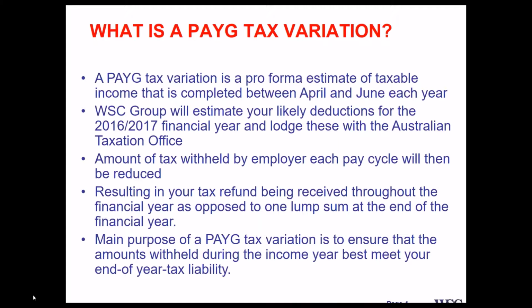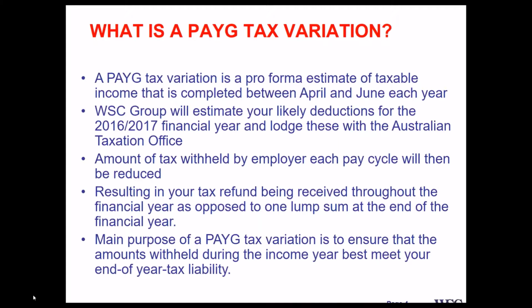So a variation, like a tax return, has to be completed each year. The way we do this is we estimate your likely deductions for the current financial year, and we're in the 16-17 year, just about to go to the 17-18 year, and we lodge these with the tax office. Then the tax office produces an advice to send to your payroll office, and the amount of tax withheld by your employer is then reduced. That's as simple as how the variation works.